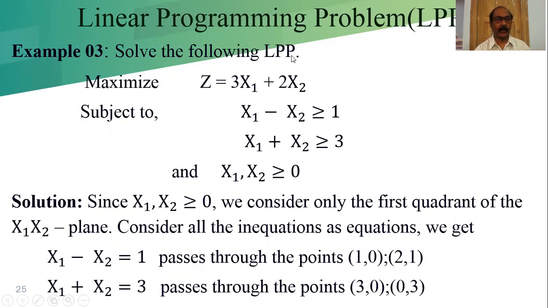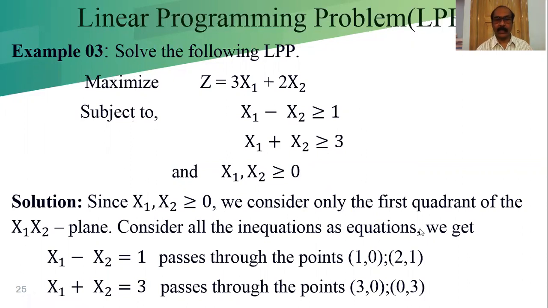Solve the following LPP. Maximize z equal to 3x1 plus 2x2, subject to x1 minus x2 greater than or equal to 1, x1 plus x2 greater than or equal to 3, x1, x2 greater than or equal to 0. So this is a maximization problem, with two constraints along with the non-negativity conditions. Since x1, x2 are greater than or equal to 0, consider only the first quadrant of the x1, x2 plane.